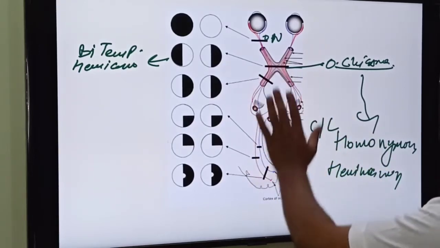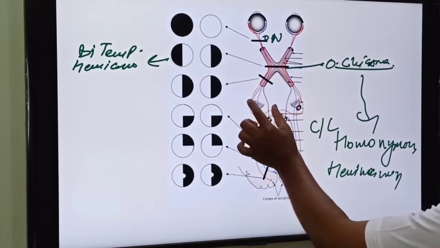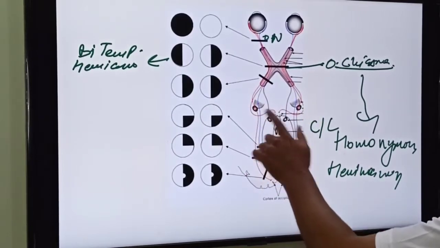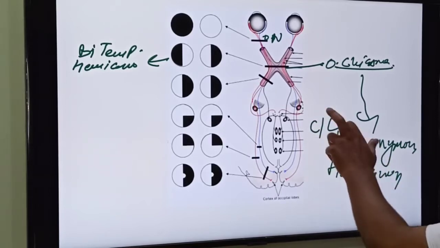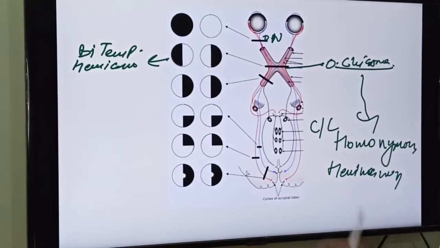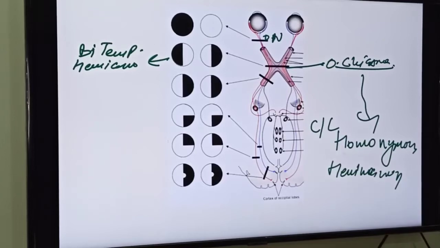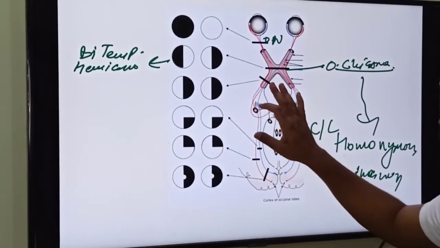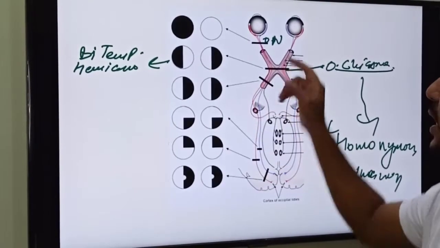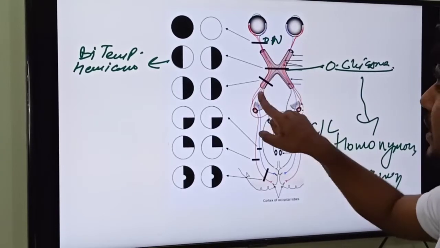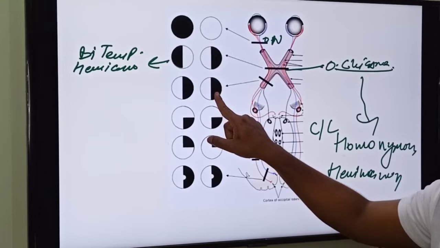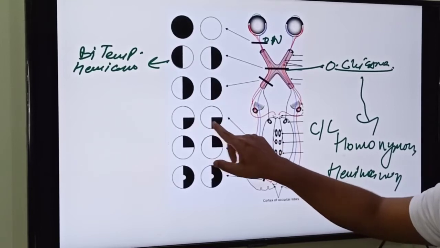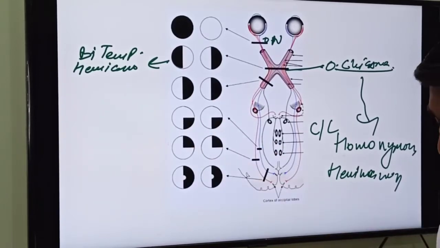Whatever lesion is beyond this, whether in the optic tract, the optic radiations or the LGB, there is always a homonymous hemianopia and it is contralateral. Suppose the lesion is here, on the left side, then there will be a right-sided contralateral homonymous hemianopia. Now, what is this? Pie in the floor, this is pie in the sky.